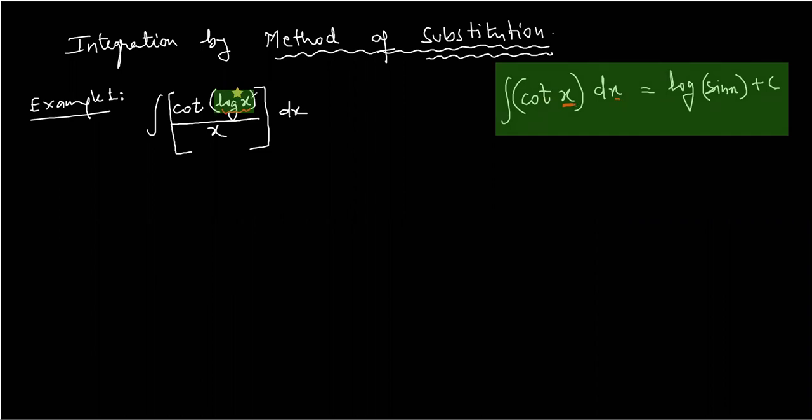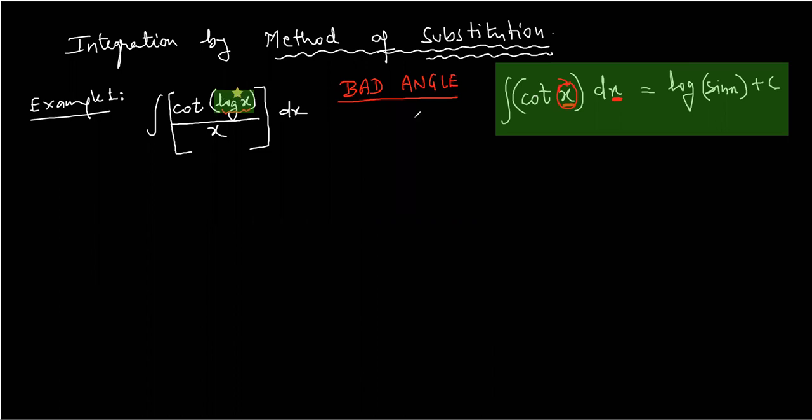Okay, fine. So students, this log x, I will call it a bad angle. I repeat, I call it a bad angle. It is an angle, but it is a bad angle. Why a bad angle? Because I wanted it to be x. Why x? Because here it is dx, cot x dx. I wanted the angle to be x. It is not x, it is other than x.